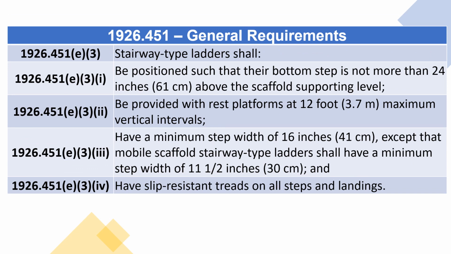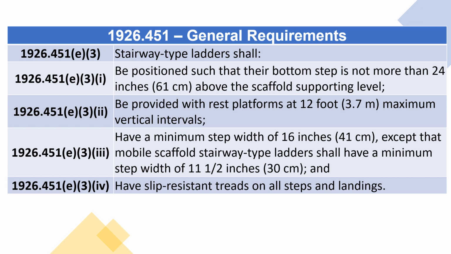1926.451(e)(3). Stairway-type ladders shall: 1926.451(e)(3)(i) through (e)(3)(iv). Be positioned such that their bottom step is not more than 24 inches (61 centimeters) above the scaffold supporting level. Be provided with rest platforms at 12 foot (3.7 m) maximum vertical intervals. Have a minimum step width of 16 inches (41 centimeters), except that mobile scaffold stairway-type ladders shall have a minimum step width of 11.5 inches (30 centimeters), and have slip-resistant treads on all steps and landings.